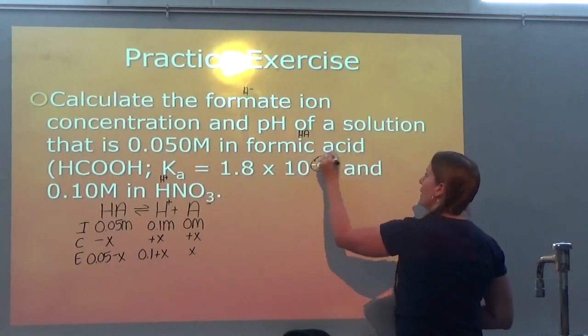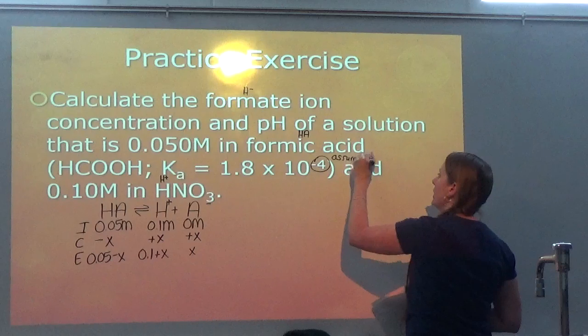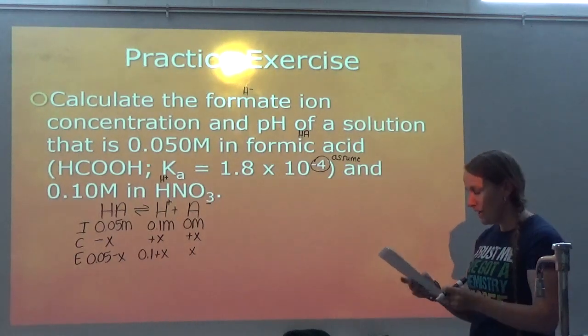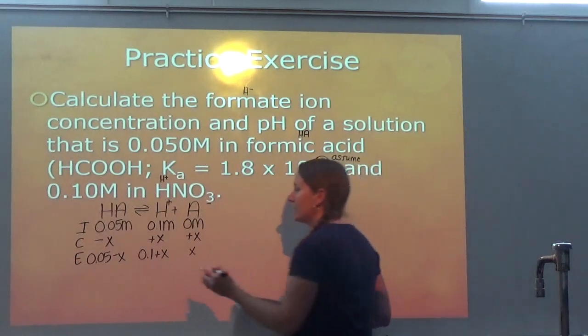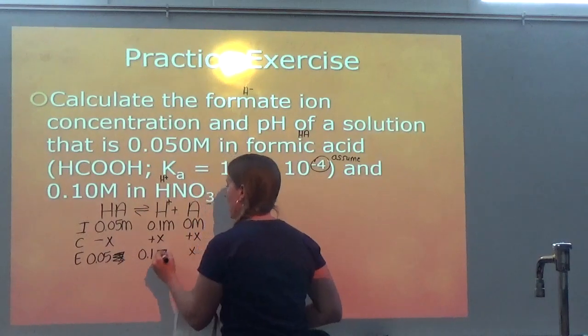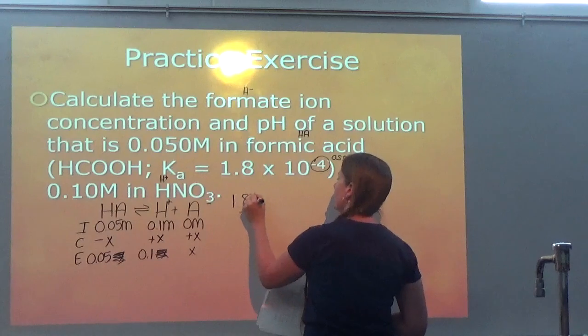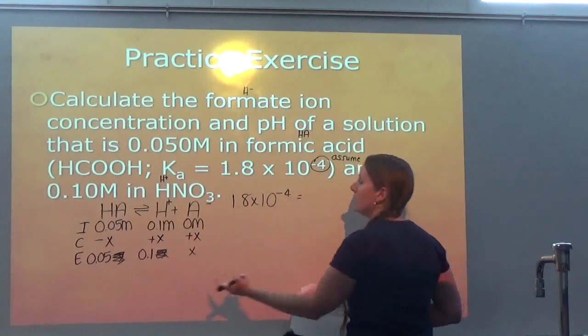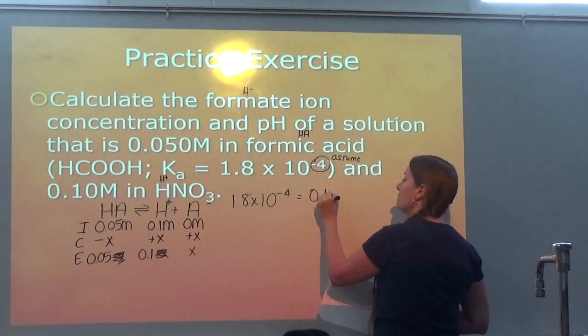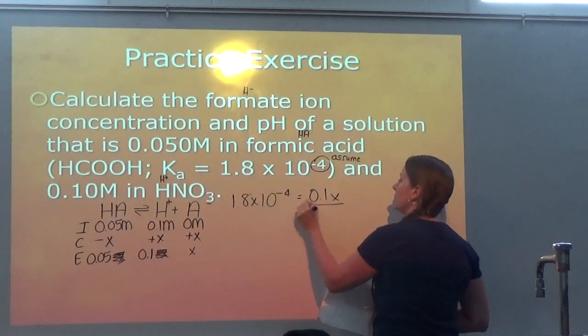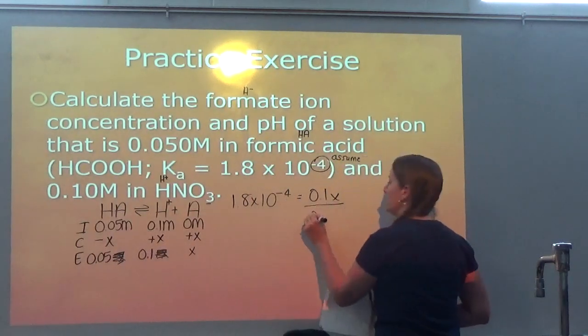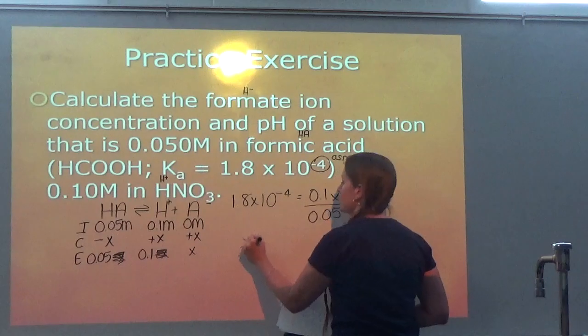I check my K value. I am good for an assumption. Alright, good for an assumption there. So that means I can get rid of this and this. So I set up my K expression. So Ka, which is 1.8 times 10 to the negative 4, equals my H plus, which is 0.1, times my A minus, which is X, over my HA, which is 0.05. And I solve for X.